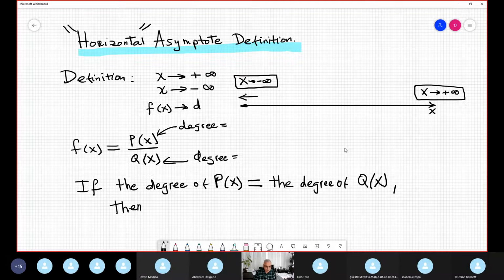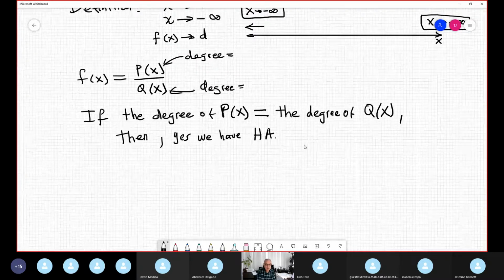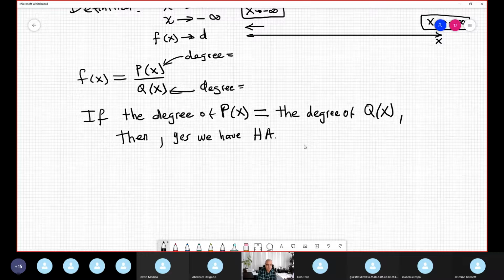Okay, we have horizontal. See, the degree is the same. What is the reason? Because the degree gives me information about how fast our polynomial is increasing or decreasing.